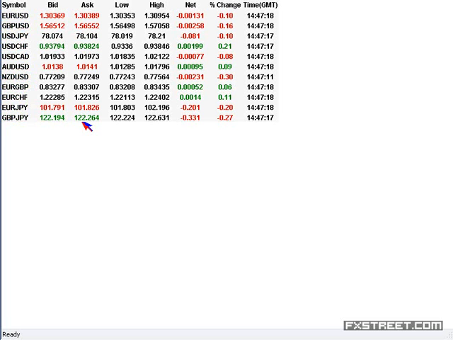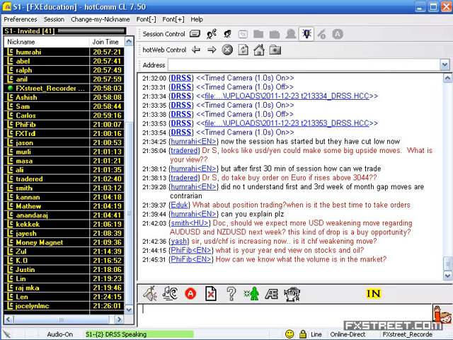What is your year-end view on stock markets? Stock markets are expected to gain. Oil is also expected to gain for year-end. Probably it may close around the 101, 102 area.